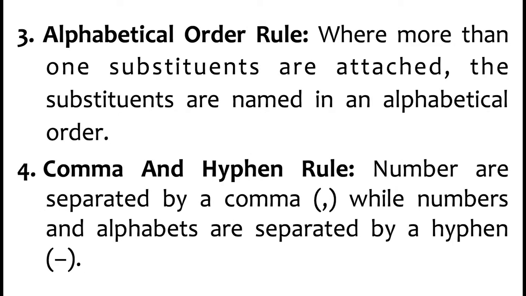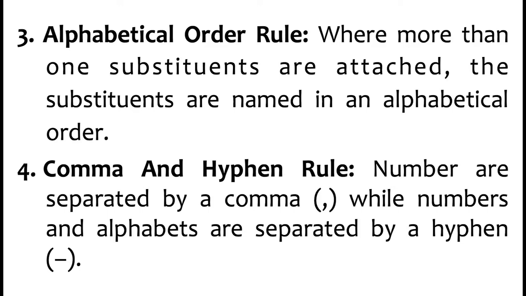Rule number three is alphabetical order. Where more than one substituent is attached in an alkene, when you want to name it, the requirement is that you do so in alphabetical order. Then the last but not the least is the comma or hyphen rule, where we say you have to separate numbers from each other by a comma, and numbers from letters by a hyphen.